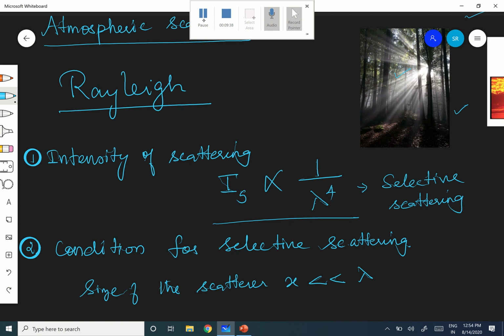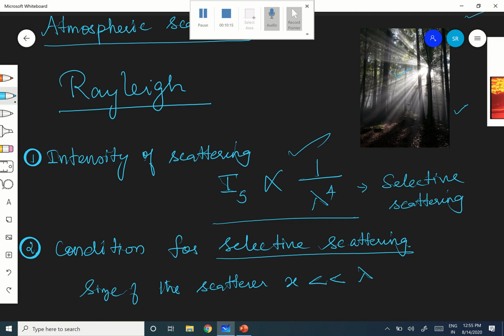So the condition for selective scattering depends very much on the size of the scatterer. If the size of the scatterer is very small when compared to the wavelength of the light, then that particle scatters the light according to this condition: intensity of scattering is inversely proportional to the fourth power of the wavelength. It follows selective scattering.